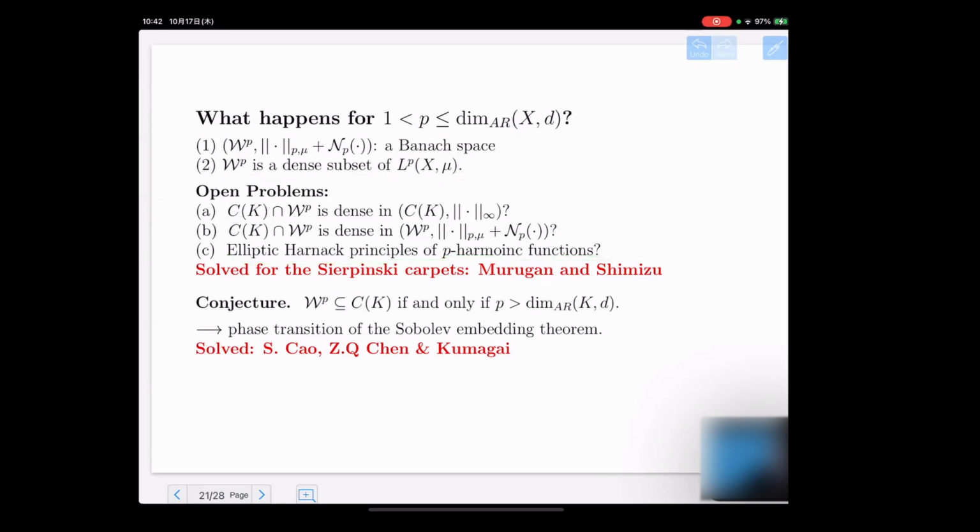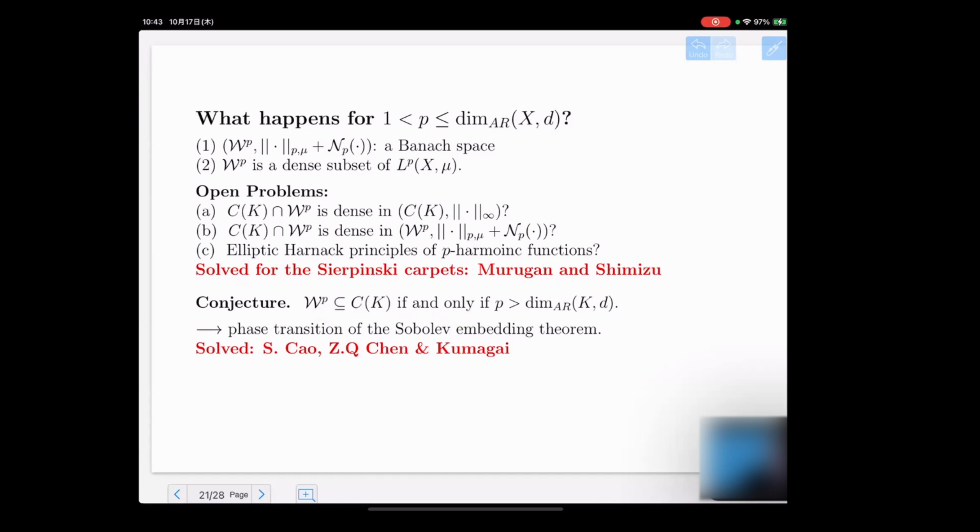But for the case of Sierpinski carpets, in particular the planar Sierpinski carpets, Murugan and Shimizu solved these problems, and it is okay now. Their original paper is 160 pages long, so it is very dedicated work. This was a conjecture, and actually it was solved. But as I told you, if P is larger than the Ahlfors regular conformal dimension, my space WP is embedded in C. And my conjecture was that this is if and only if.